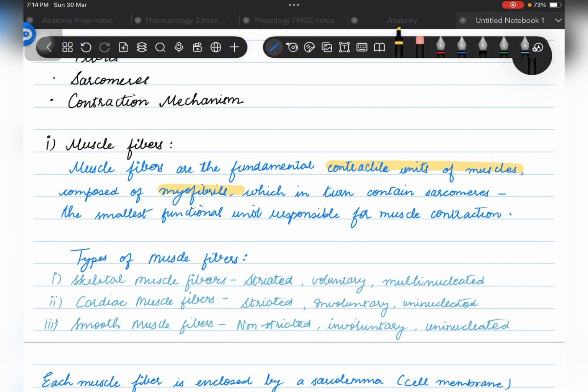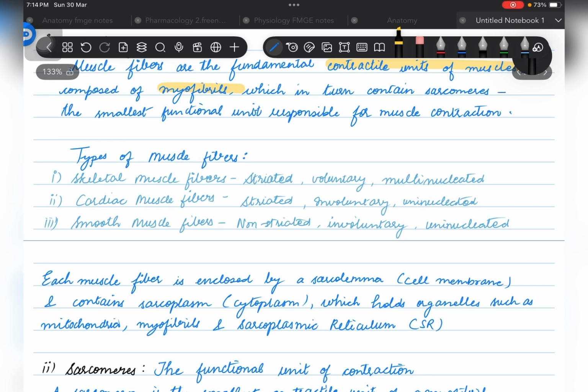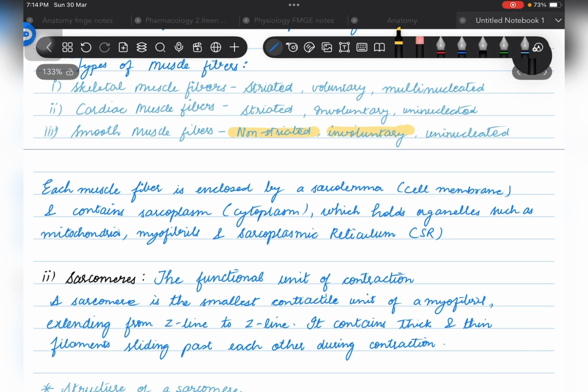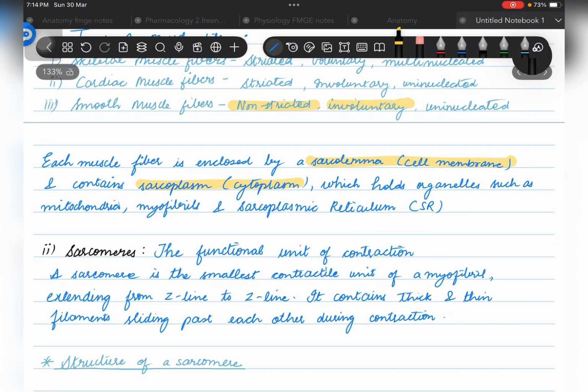Now we'll get to know about the types of muscle fibers. First is skeletal muscle fibers, which are striated, voluntary, and multinucleated. Second is cardiac muscle fibers, which are also striated, involuntary in function, and uninucleated or binucleated. Third one is the smooth muscle fibers, which are non-striated, involuntary, and uninucleated. Each muscle fiber is enclosed by a sarcolemma, that is the cell membrane, and contains sarcoplasm, which is cytoplasm, which holds organelles such as mitochondria, myofibrils, and sarcoplasmic reticulum, which is denoted by SR.